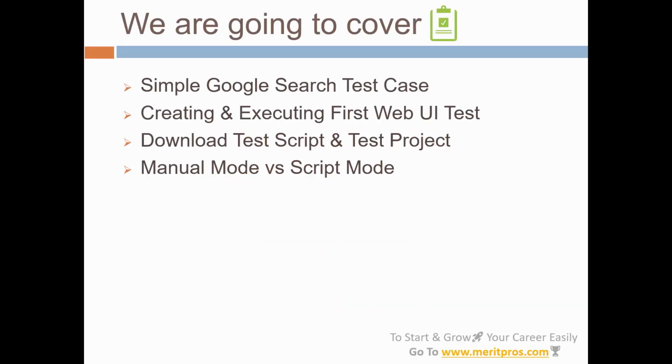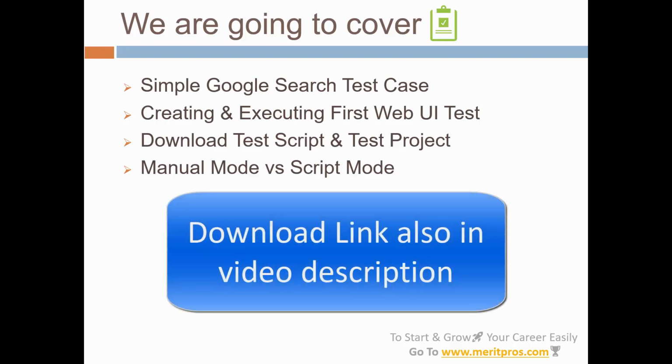These are the topics we are going to cover in a very detailed way in this video. We are going to start with a simple Google search test case. We are going to do that manually. Then we are going to create the test for that in Katalon Studio. Then we are going to execute that automated test. Then you can download the test script and test project. You can get the download link from the PPT.